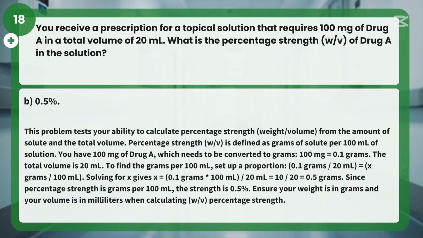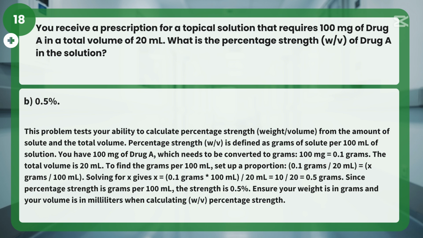Answer: B. 0.5%. This problem tests your ability to calculate percentage strength, weight/volume, from the amount of solute and the total volume. Percentage strength, w/v, is defined as grams of solute per 100 milliliters of solution. You have 100 milligrams of drug A, which needs to be converted to grams. 100 milligrams equals 0.1 grams. The total volume is 20 milliliters.